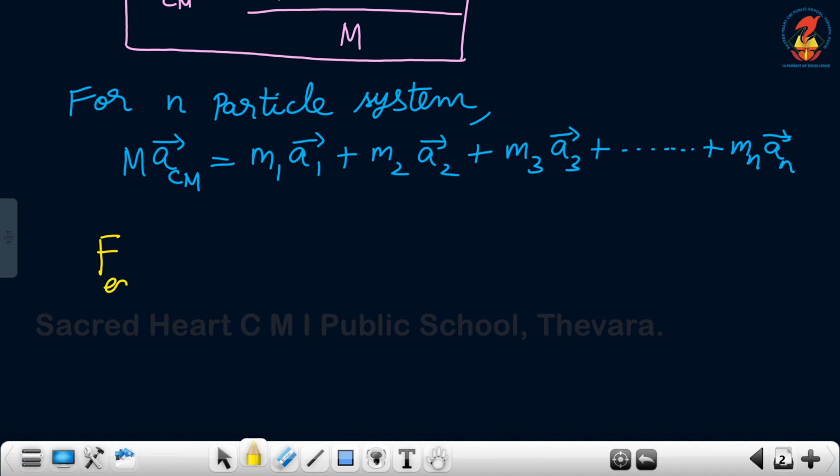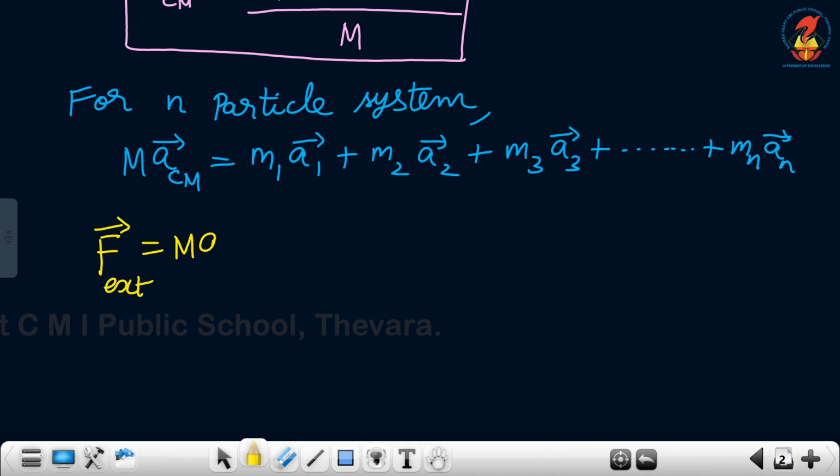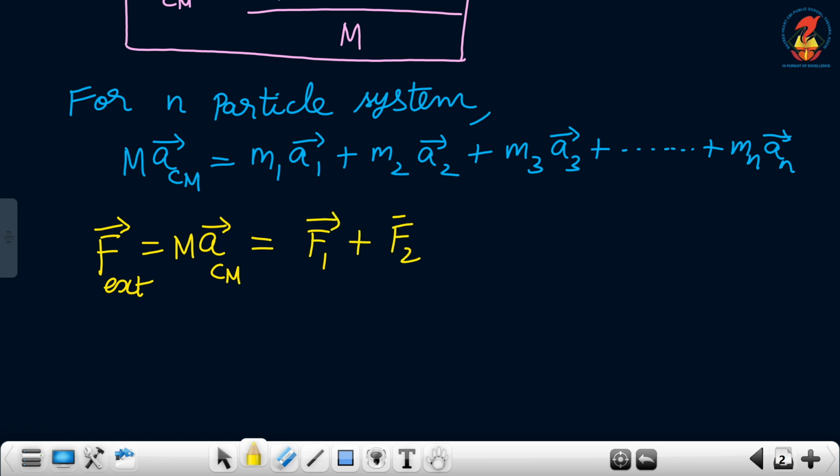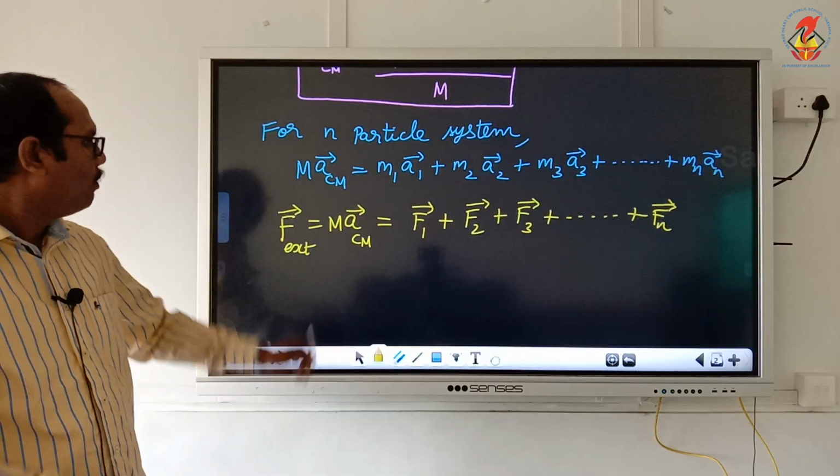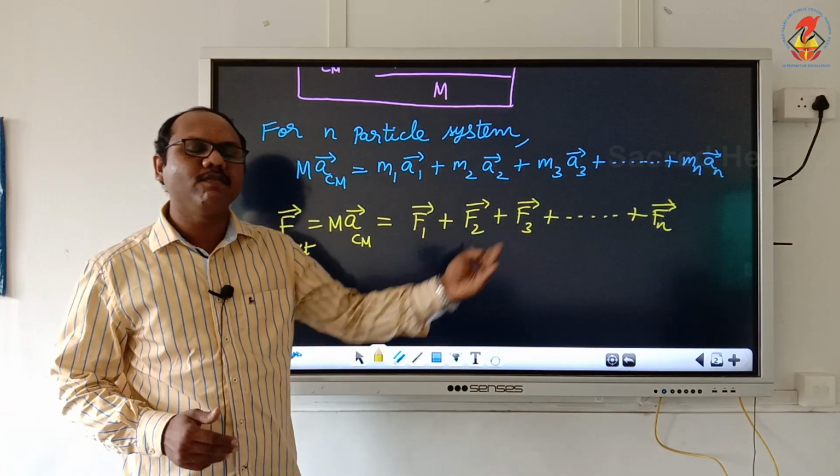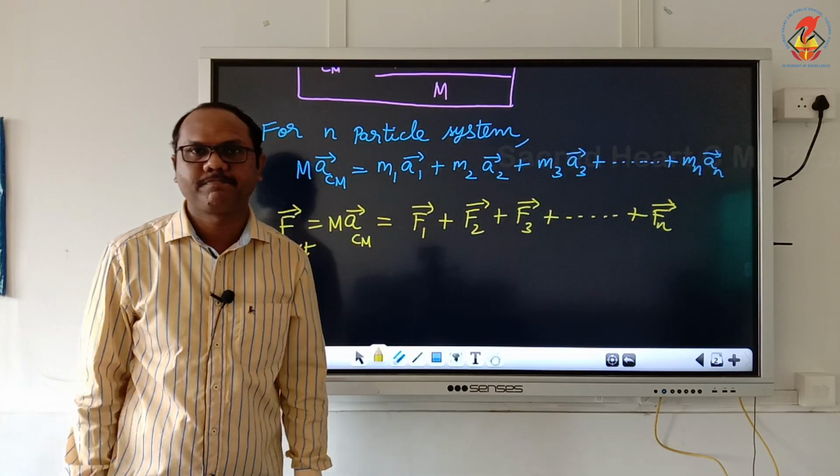Total external force, that is M into ACM, which is M1A1, is written as F1 plus F2 plus F3 plus etc. Fn. What does this equation tell us?